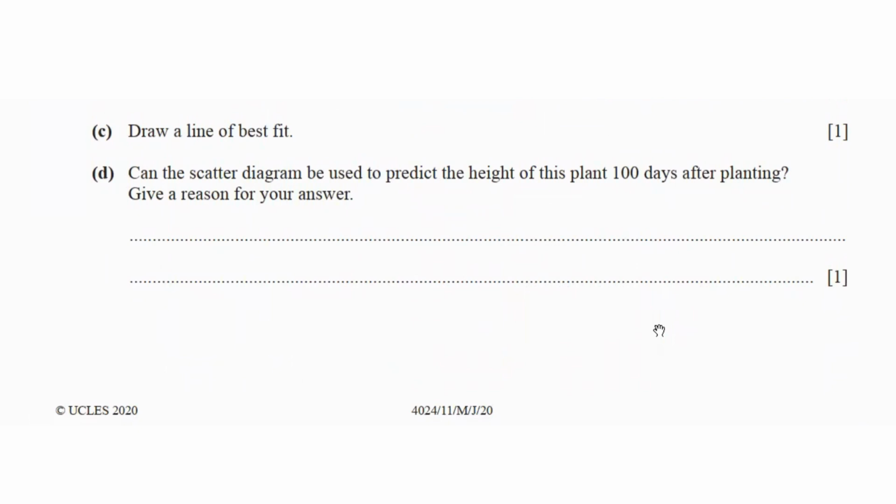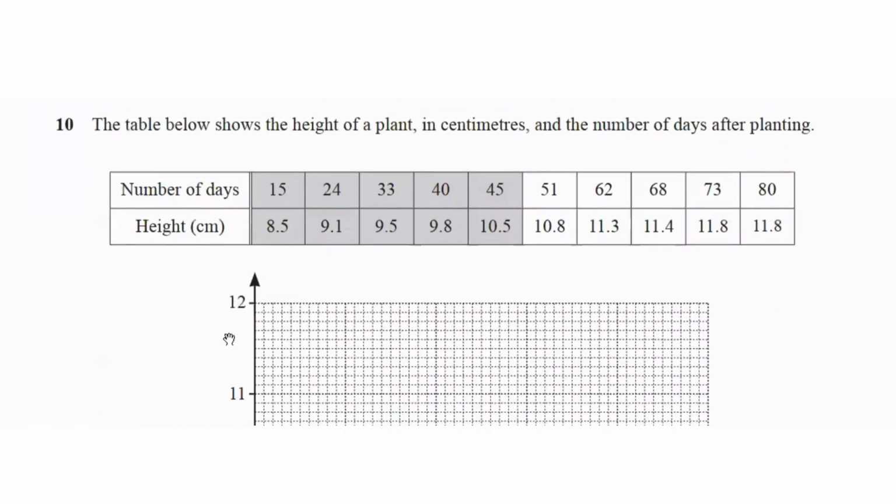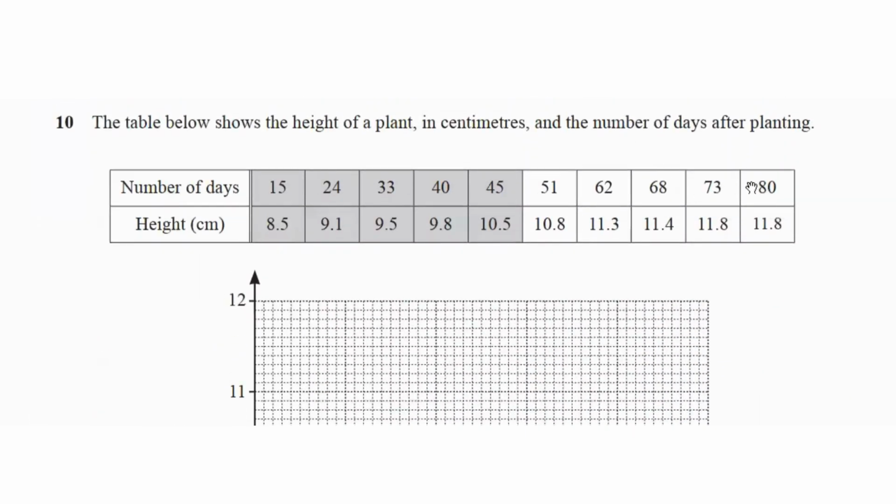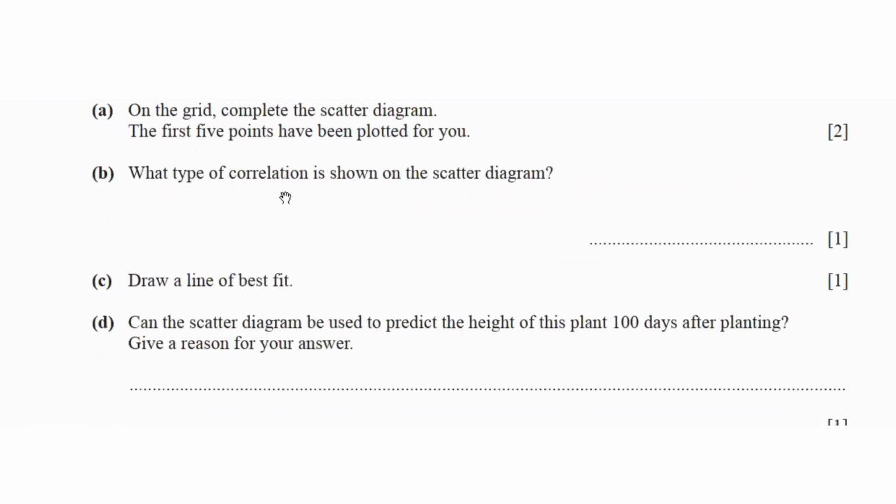Part D says, can the scatter diagram be used to predict the height of this plant 100 days after planting? No, that is not possible because if you look at the data, the final number of days we have is 80 days. So 100 days is obviously above that. And since the data does not give us specific values for that time period, we cannot find the value for the height of the plants after 100 days.